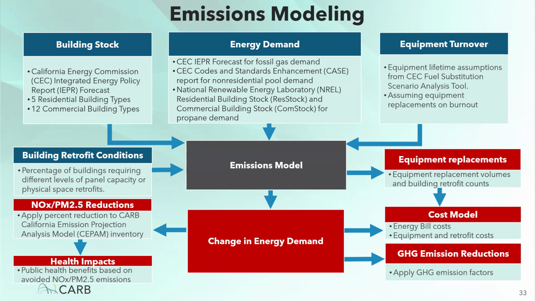Outputs include changes in energy demand, number of zero-emission units purchased, and counts of building retrofits needed. These outputs feed into CARB's cost model to estimate upfront costs, energy bill impacts, and retrofit costs. Changes in energy demand are used to calculate emission benefits for both greenhouse gases and criteria pollutants, including NOx and particulate matter less than 2.5 microns, or PM2.5. NOx and PM2.5 estimates are then used to calculate associated health benefits. And the next 3 slides walk through the emissions and health benefit results for the revised proposal.